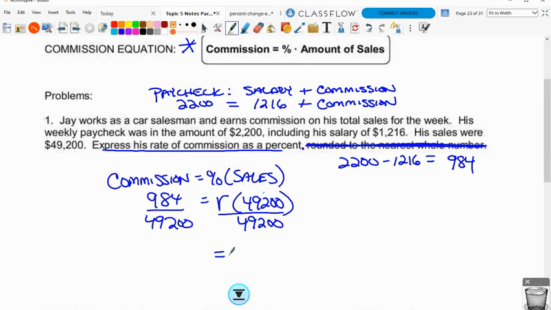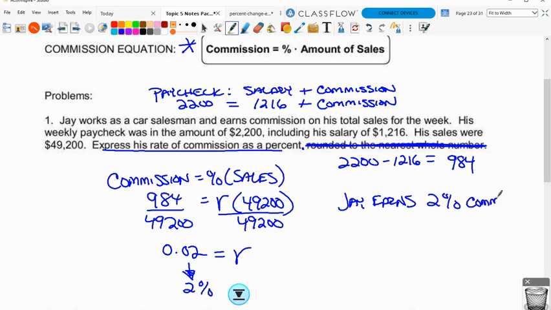On the right, 49,200 divided by itself is 1, leaving us with R. On the left, 984 divided by 49,200 gives you a rate of 2/100. But again, we're going to express the rate of commission as a percentage. So 2/100 is equal to 2%. The decimal point moves over once, twice to the right. So we can say that Jay earns 2% commission on his sales.